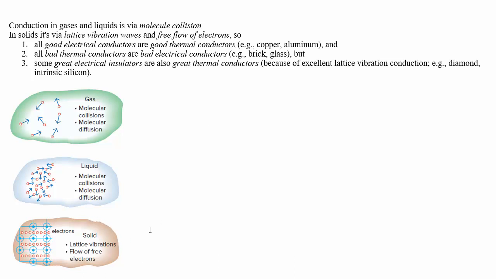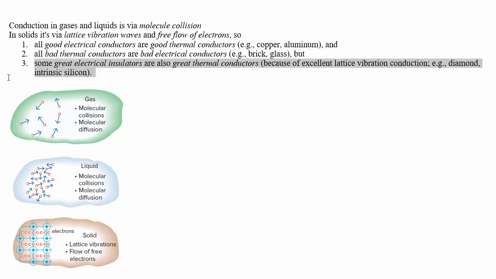In an insulator, if something's a bad heat conductor, then it means that there must not be very good flow of electrons or very efficient lattice vibrations. So there must not be a very good lattice to transmit heat from one section to the next. And this explains why all good electrical conductors are good thermal conductors, and all bad thermal conductors are bad electrical conductors.